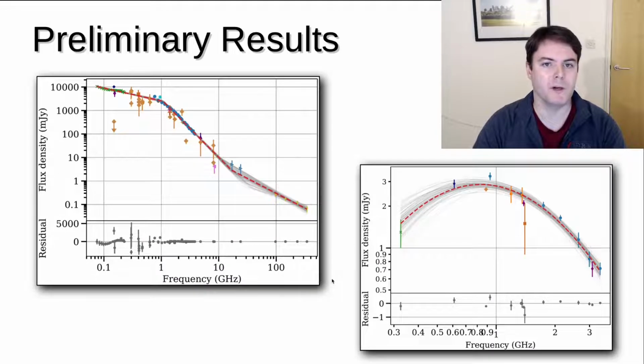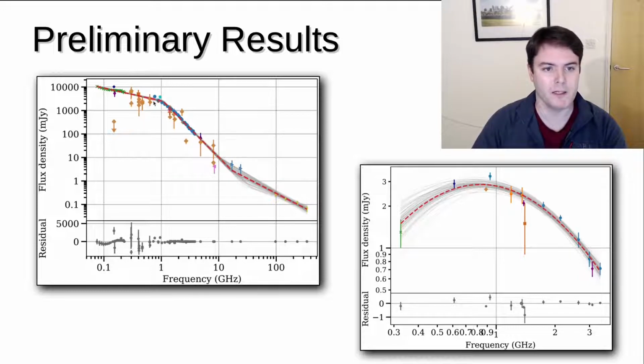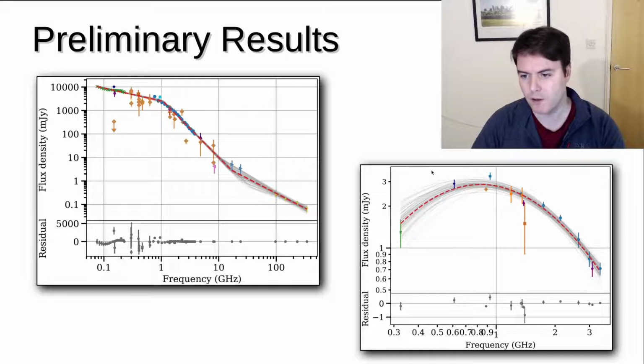Here I show you some preliminary results. On the left-hand side, you can see a nicely constrained radio spectrum with the best fitting double broken power law model overlaid. And you can see, for example, that our new measurements nicely constrain the spectrum here, and especially also the break frequency. And on the right-hand side, you can see a curved spectrum.